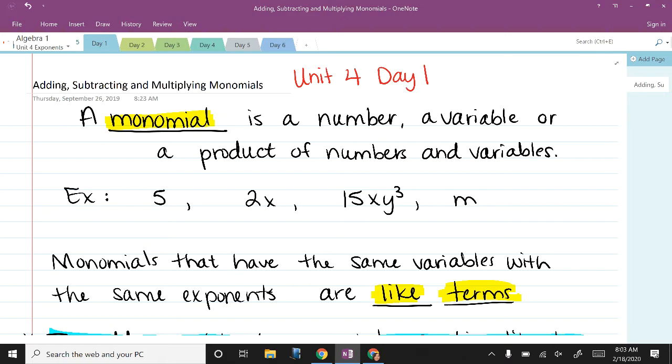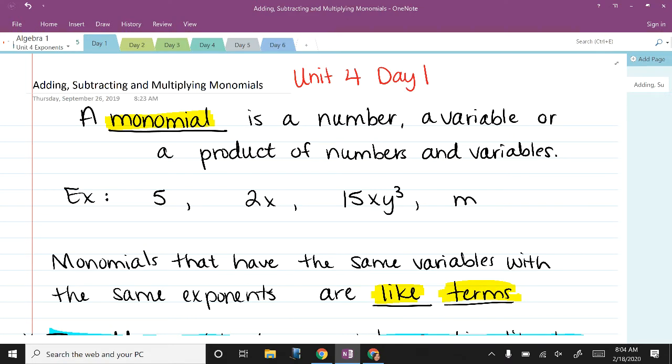All right, so these are all examples of monomials. 5 is just a constant term. It's a monomial. Y'all know just a number is called a constant, right? No variables. So a constant is a monomial. 2 times x is a monomial. 15xy cubed is a monomial because all you see is multiplication happening. There's no pluses and minuses, no dividing. And m is a monomial. So the only operation you see in a monomial is multiplication. There's no pluses, no minuses.